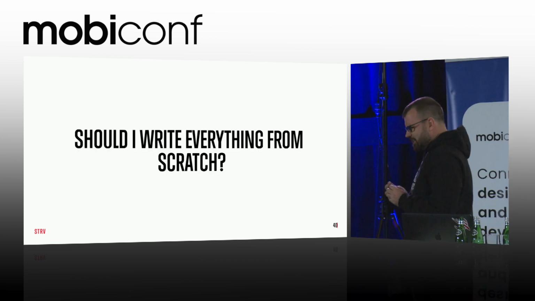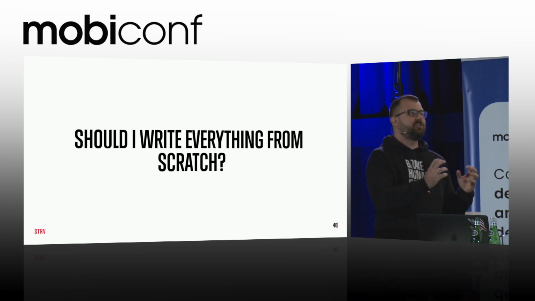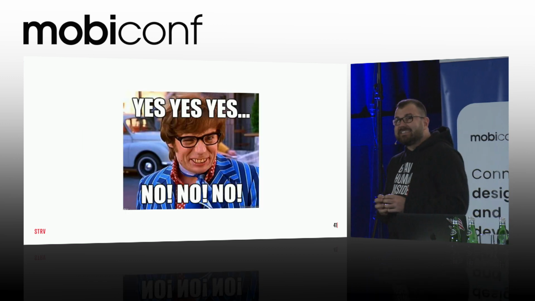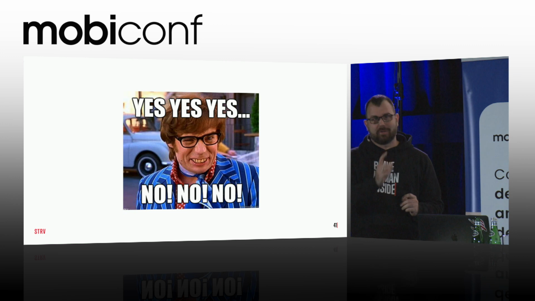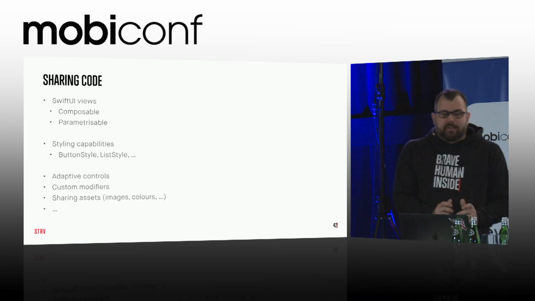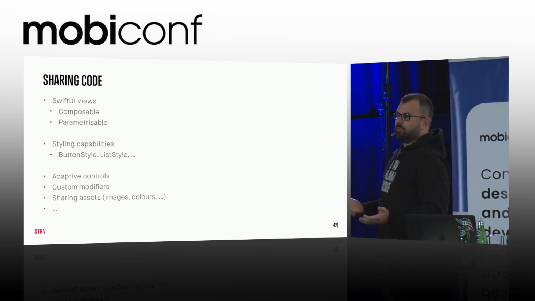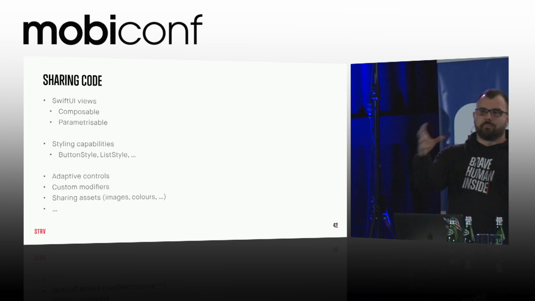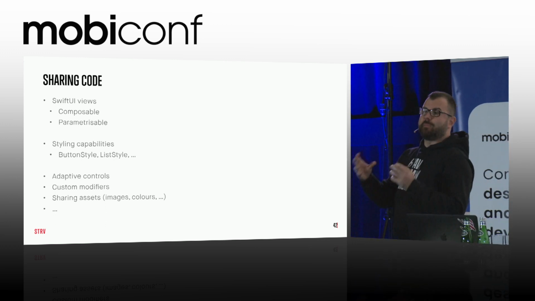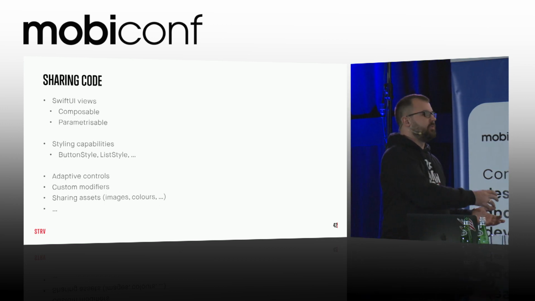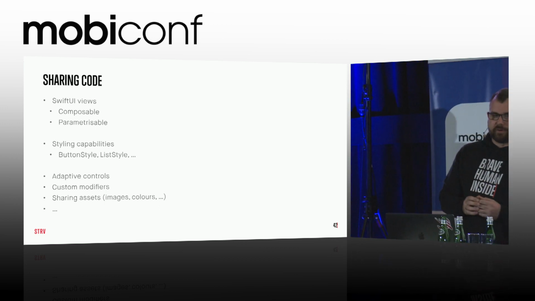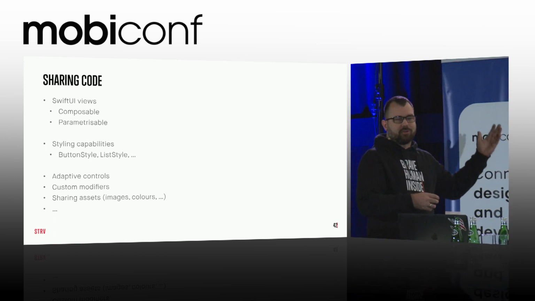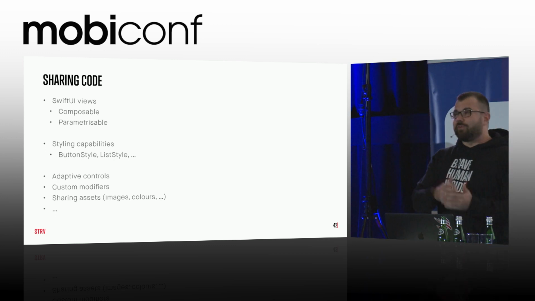So the question is, should you write everything from scratch? You're building 5 apps. Should you write everything from scratch? And the answer is yes, but no, but yes, but not really. You can share code between your apps, of course. The SwiftUI views are, as you know, composable, so you can compose them together. They're parameterizable very easily, so you can pass parameters to them and change their appearance or behavior. You have some styling capabilities that are built into SwiftUI, like the styling of buttons or styling of lists. And you have a lot more things.